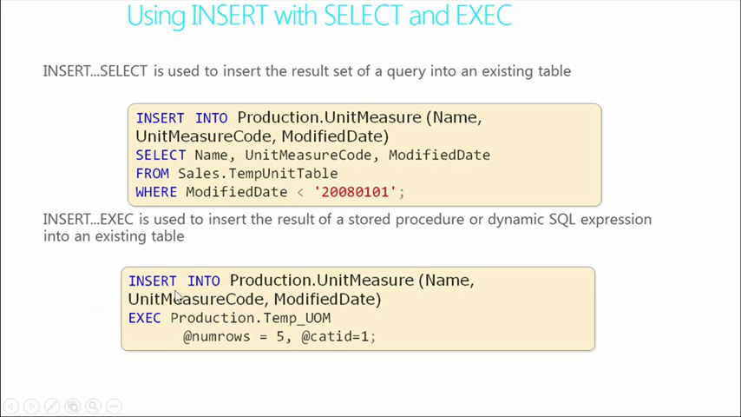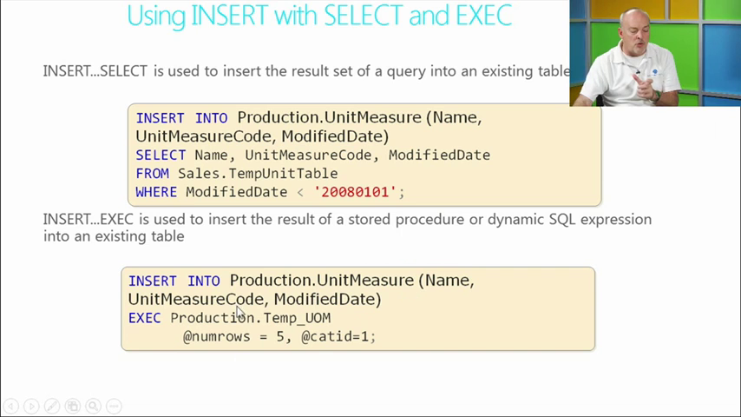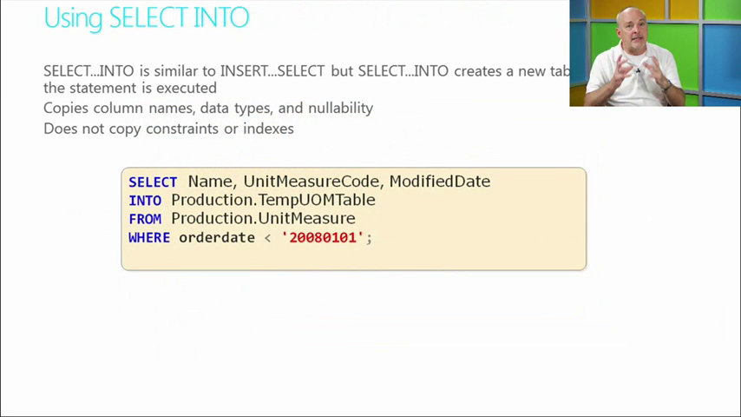The insert into with the execute statement, we're going to insert into these 3 columns again, but this time instead we're going to execute a stored procedure, and we're going to pass it some variables, the number of rows 5 and a category ID of 1, and that's going to only insert content into this table that meets the only 5 rows as long as category ID is equal to 1. So again, we're controlling what content we're adding into the tables, and that's a big deal to make sure that we're not adding that garbage in.